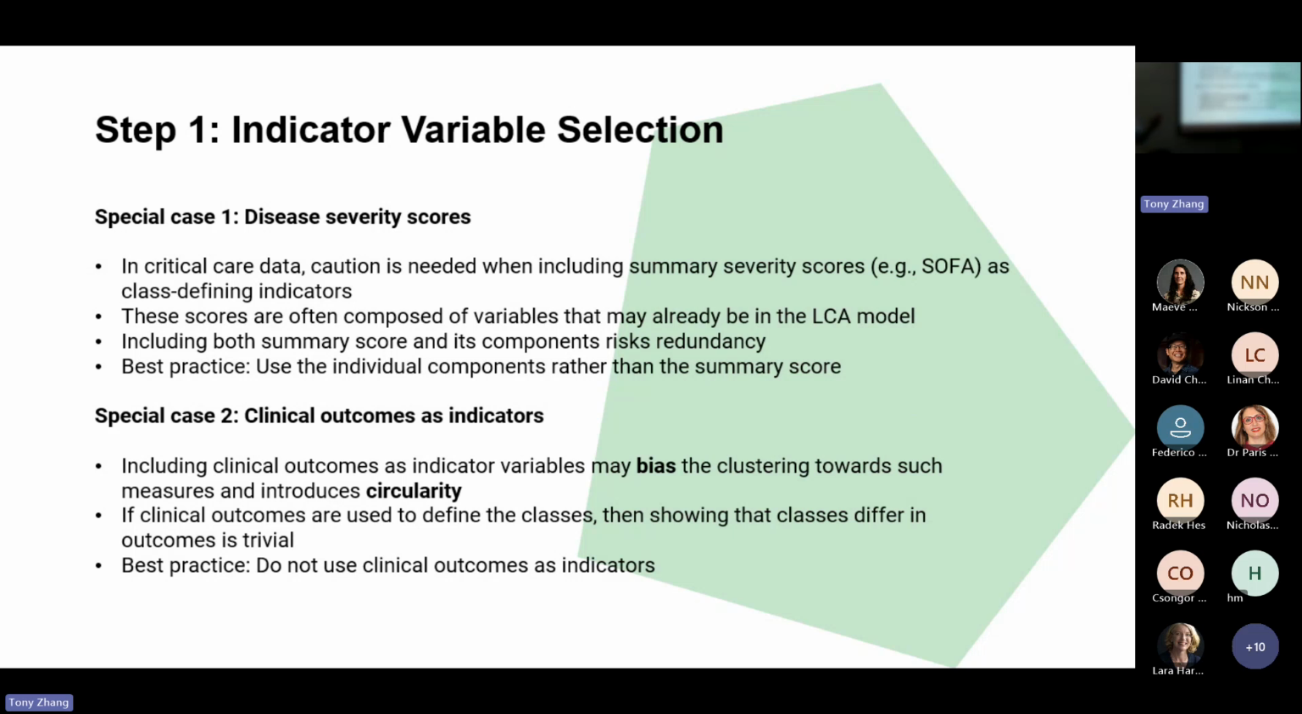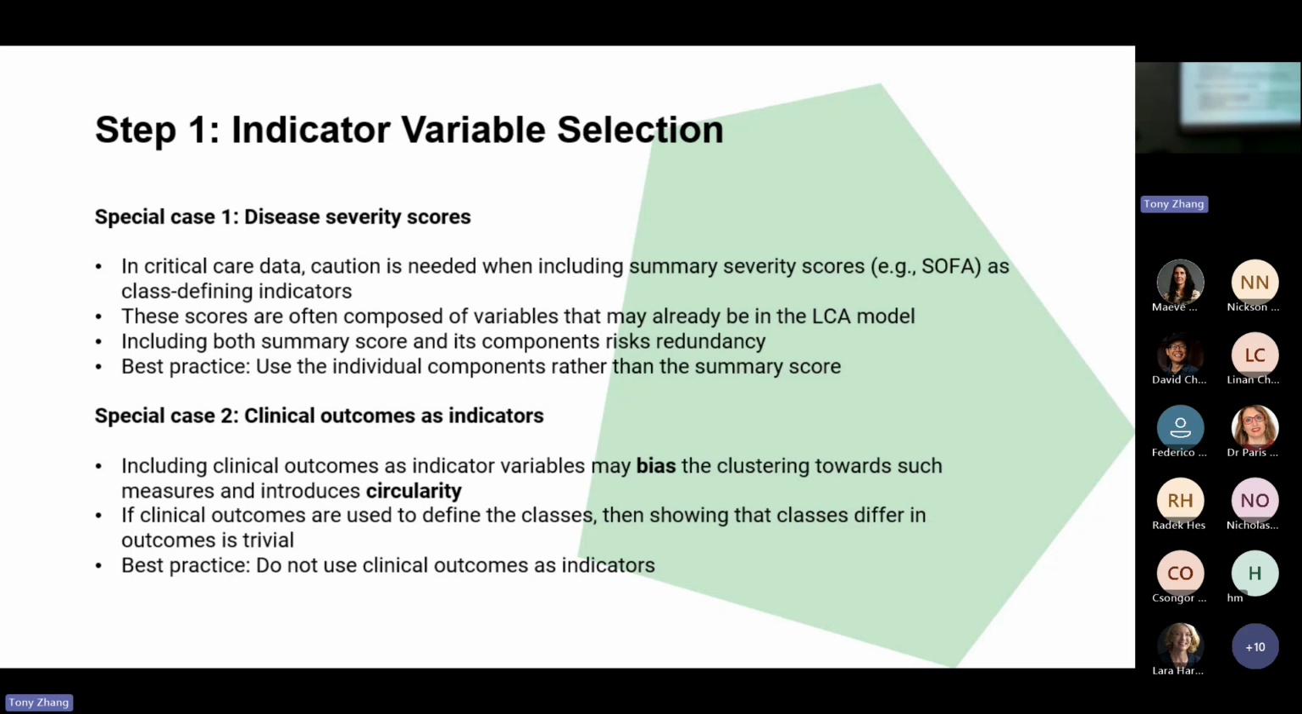Actually, it's not right. For a summary severity score such as SOFA, a lot of the time its components are already part of the LCA model. So they are trying to put both the summary score and its components in the LCA model at the same time. It's not right. We shouldn't do this. You can only include the summary score or its components. And the best practice is to use the individual components rather than the summary score.